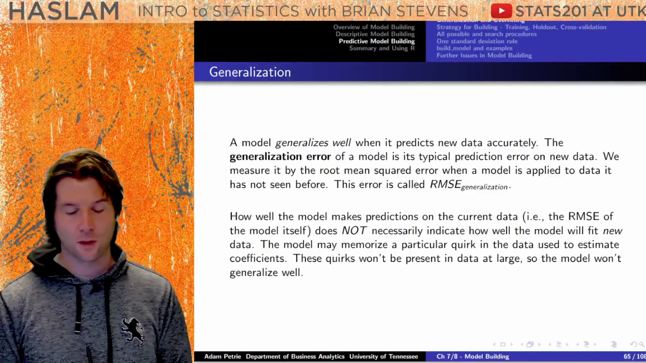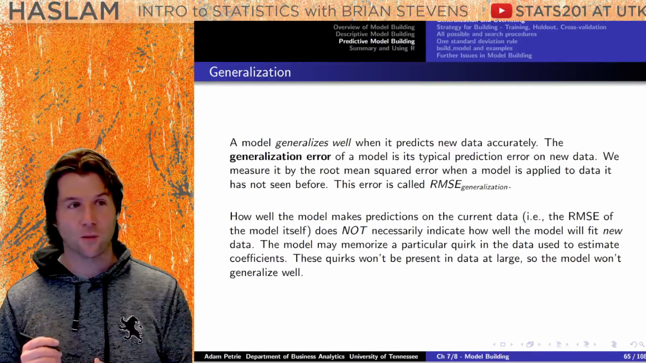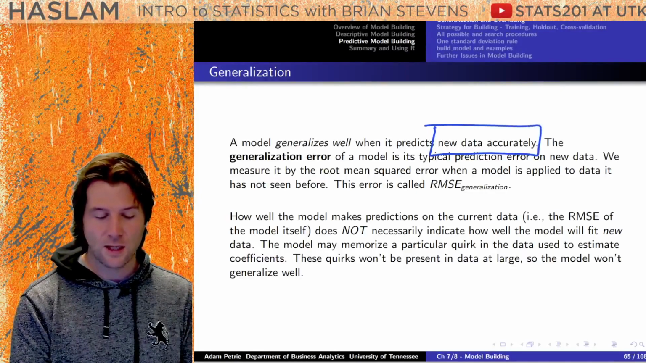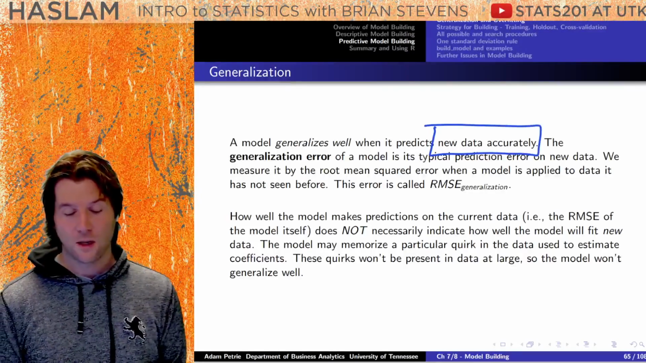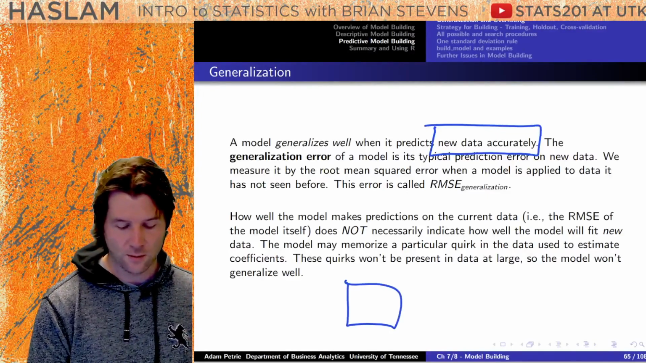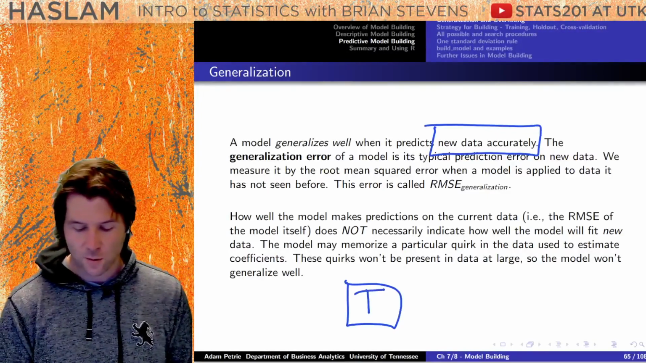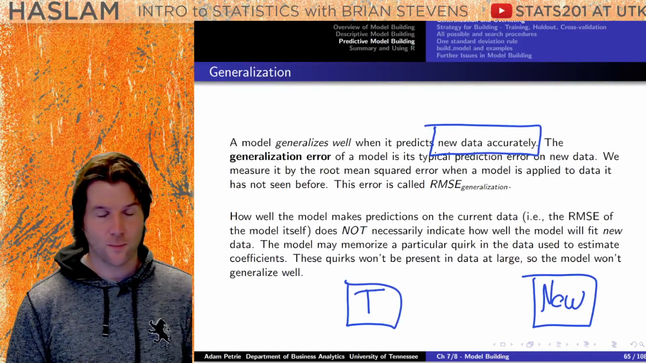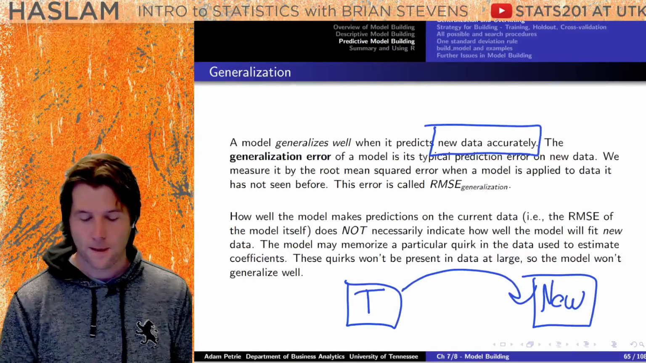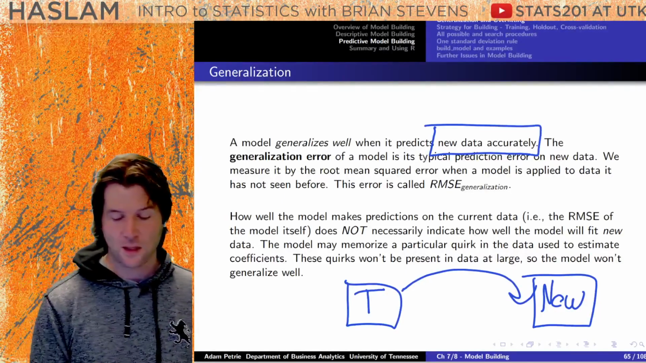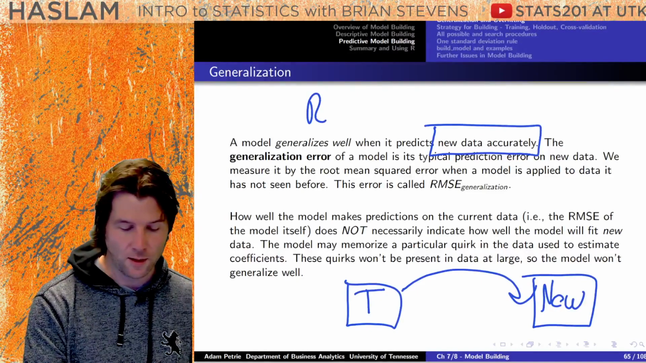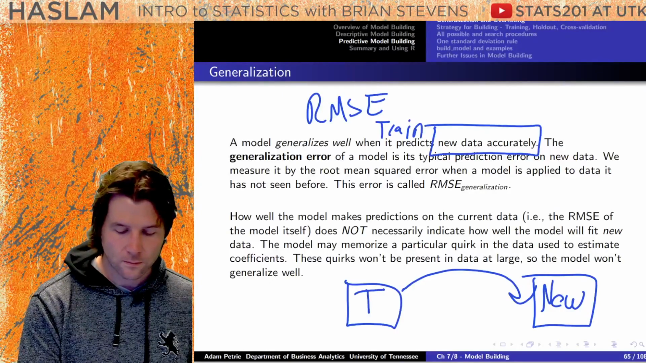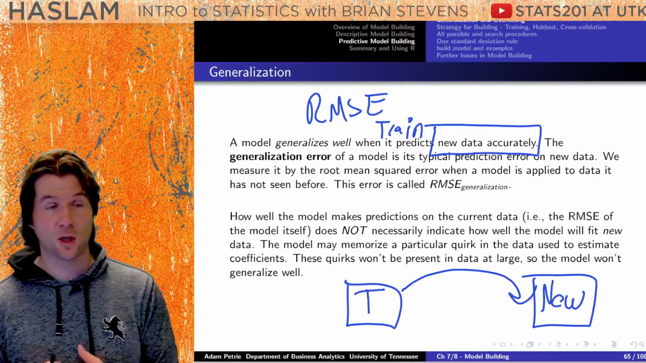Now the generalization error is going to be super important right here. When you think about generalizing something, it means how does it work on new data? So the idea of generalizing well means if we train our model over here, and then we have new data that the model's never seen, how well does our model make predictions on this data? The hard part about this is the RMSE that we get on the training data is sometimes called the RMSE train. Over here, this would be the RMSE that it generalizes to new data on.